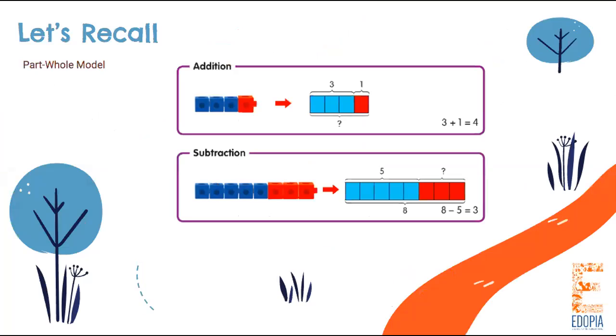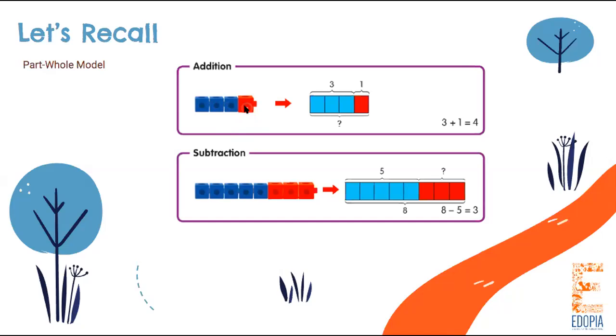So, let's begin with recalling a few previously learned concepts. Remember the thing called part-whole models? Okay, so on the screen, you can see a rod of cubes. How many of these cubes are blue? Let's count. 1, 2, 3. And how many of these are red? 1. So we have a rod of cubes which has 3 blue cubes and 1 red cube.